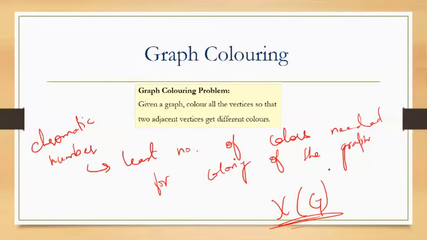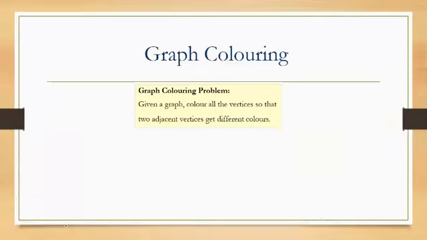Now, asking the chromatic number of a planar graph is basically similar to asking the minimum number of colors required to color a planar map. Now we will see a few examples of how we do graph coloring.